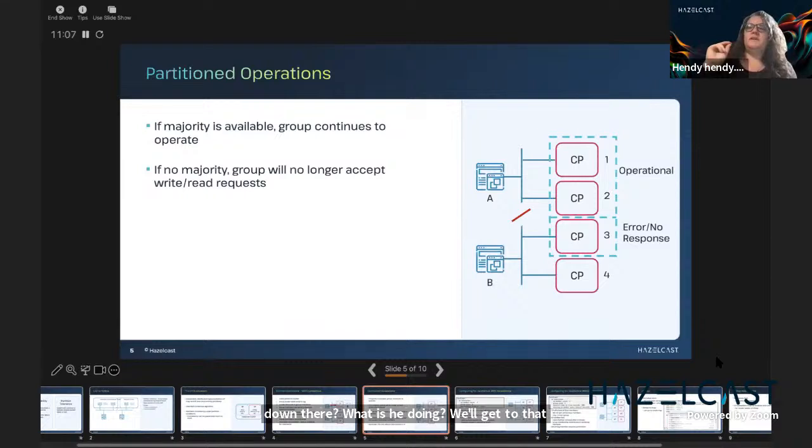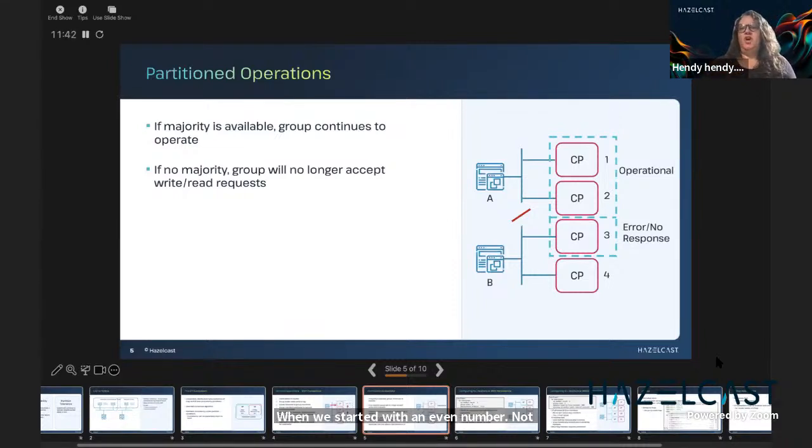Remember, groups are always starting with an odd number of systems. So when we form this group, in this situation, maybe we have 4 cluster members, a group is only going to start with 3 because we have to have that majority. If we started with 4, how would we know which side has the majority? We cannot guarantee consistency across a partition structure when we started with an even number.